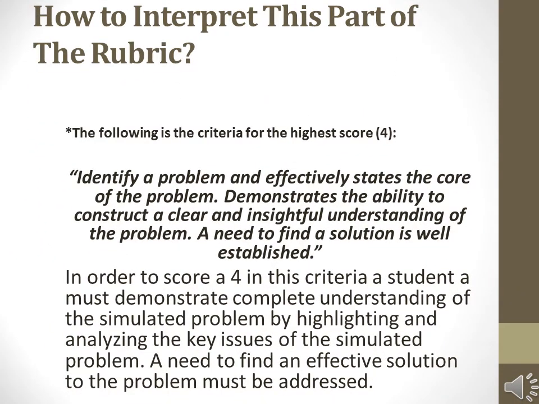How to interpret this part of the rubric? The following is the criteria for the high score 4. Identify the problem and effectively states the core of the problem. Demonstrates the ability to conduct a clear and insightful understanding of the problem. A need to find a solution is well established. In order to score a 4 in this criteria, a student must demonstrate complete understanding of the simulated problem by highlighting and analyzing the key issues of the simulated problem. A need to find an effective solution to the problem must be addressed.